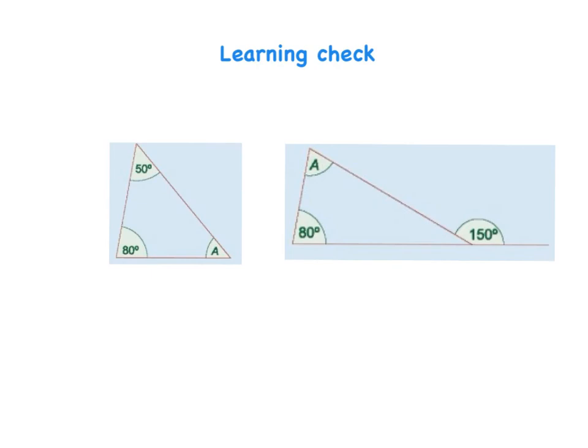So for the learning check, find what A is, how many degrees A has. In the first one, it's really easy. You have two angles inside and one is missing, and you can use theorem number 4. And in the next one, you have A and 80, and you can name the other angle B or C, whatever you wish, the exterior angle. So this is for theorem number 6.